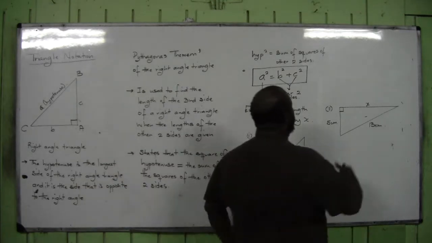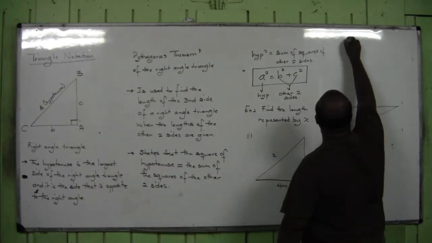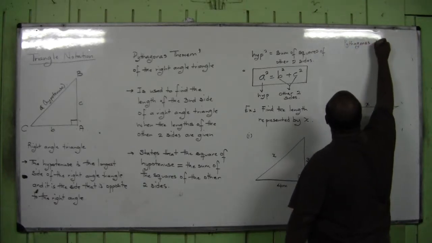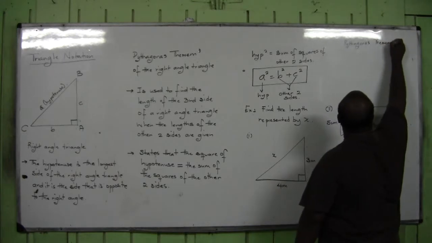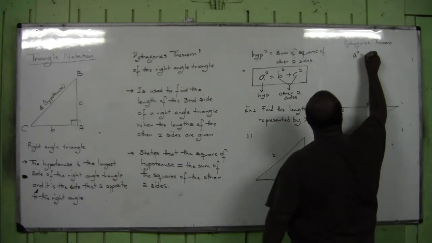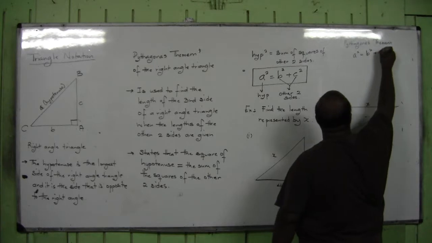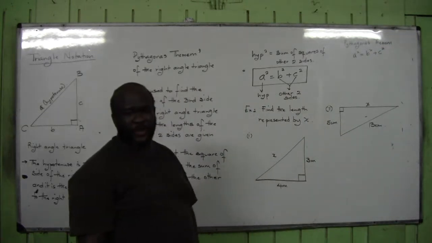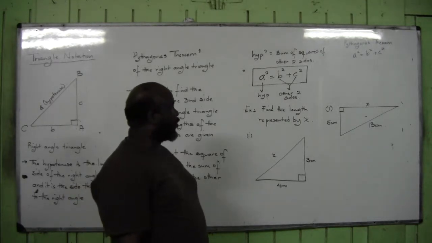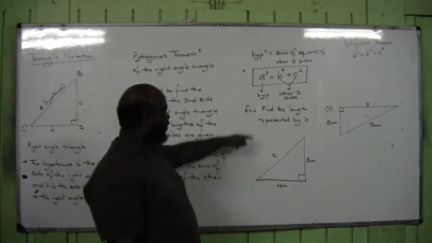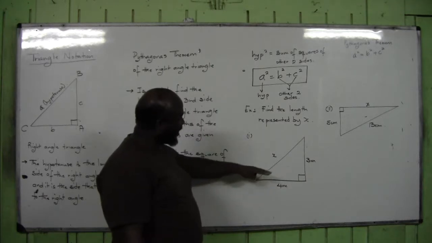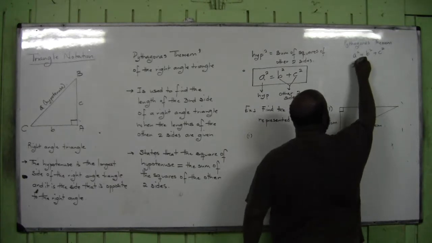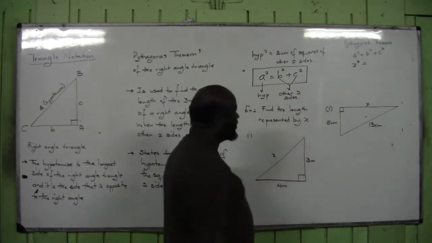So I would start by writing what? Pythagoras Theorem. It says A square is equal to B square plus C square. I always like to write my formulas. The more I write them, the more I'm going to remember it. Now, what does the letter A represent? A is the hypotenuse. What is the hypotenuse of this triangle? X. So that would be x squared.